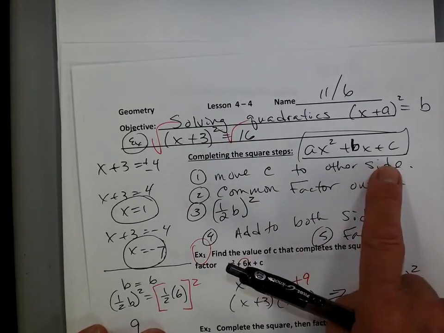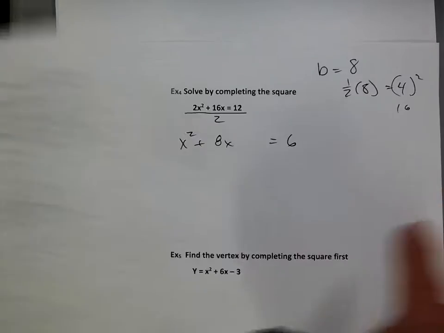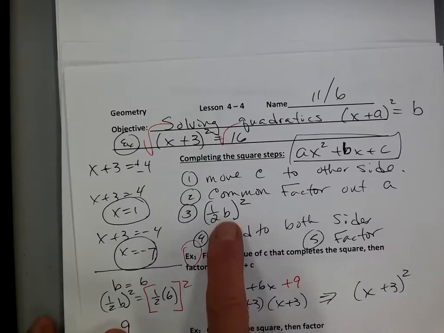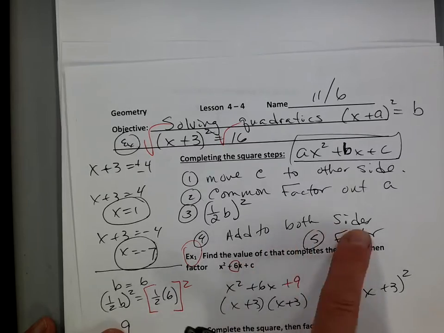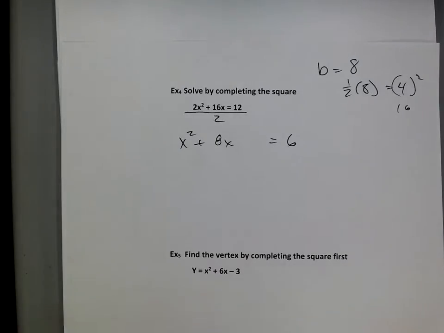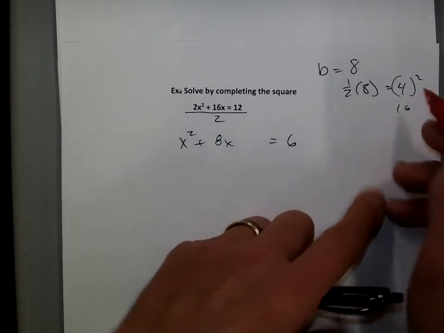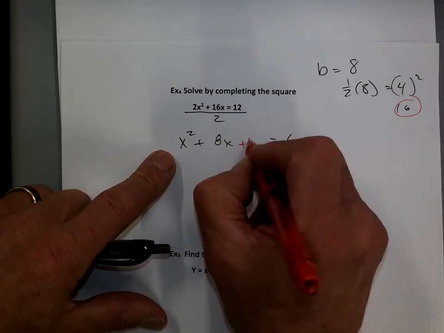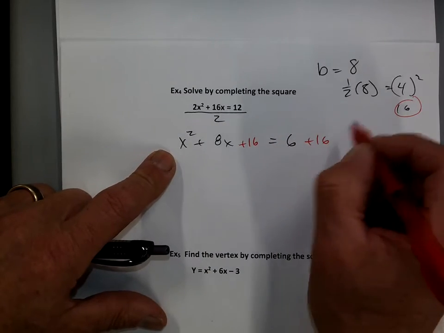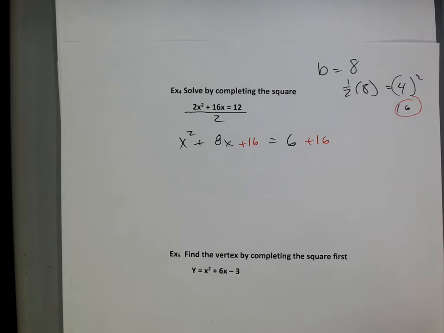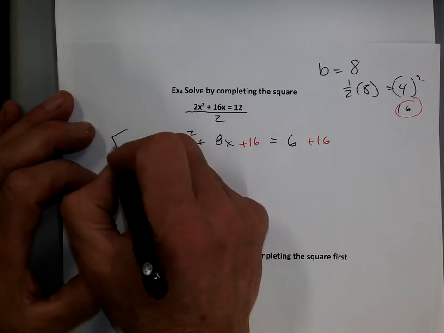So what does my note say? Move c to the other side is already done. I've divided out the 2. Now, I took half of b and I add that to both sides. I'm going to put that on both sides. So I take my 16 and go plus 16, plus 16. Okay, now, let's go ahead and factor.